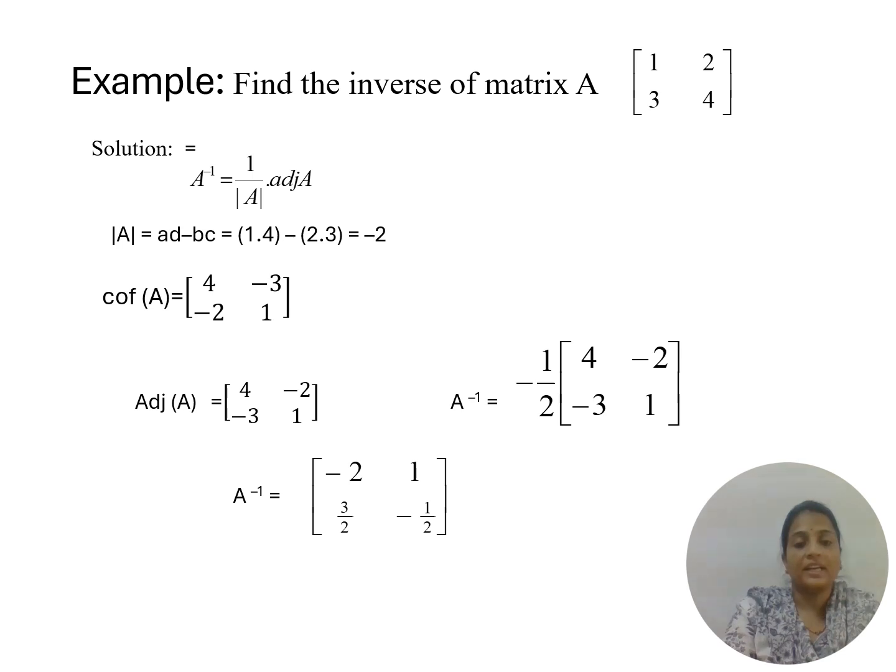Okay, next we find A inverse. So the formula of A inverse is adjoint A upon determinant A. Already we found determinant A is equal to minus 2. So minus 1 by 2, and we put the value of the adjoint matrix: 4, minus 2, minus 3, 1. So this is A inverse. A inverse is equal to minus 2, 1, 3 by 2 and minus 1 by 2.